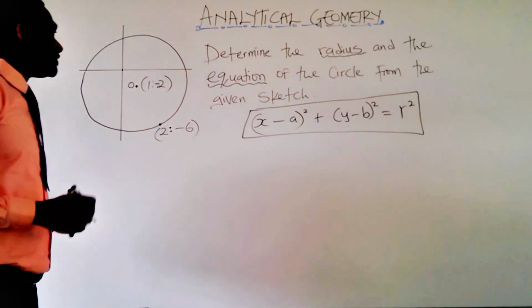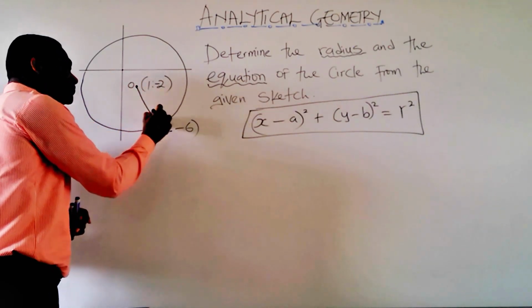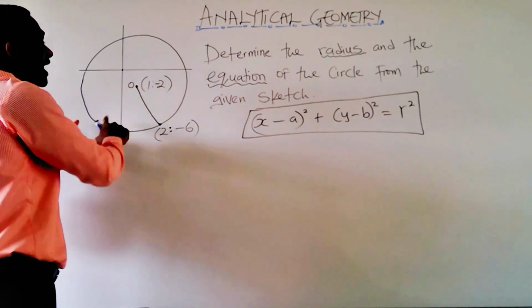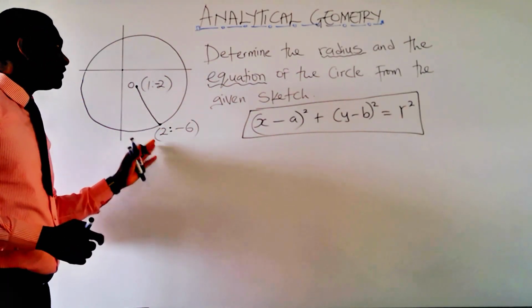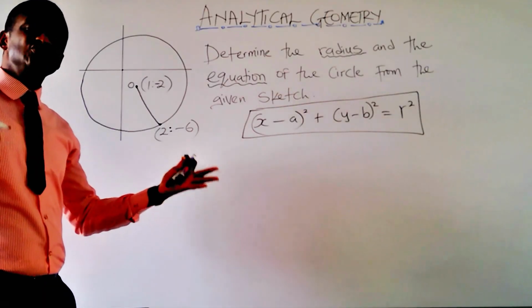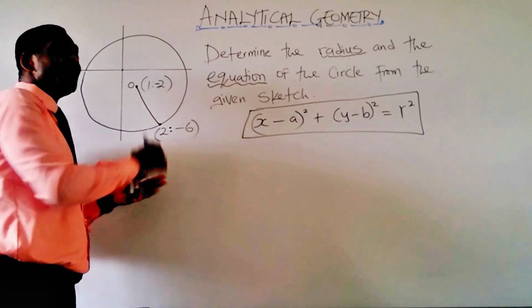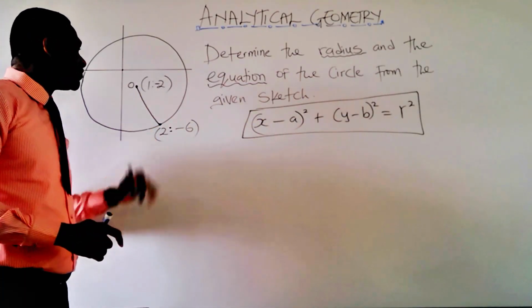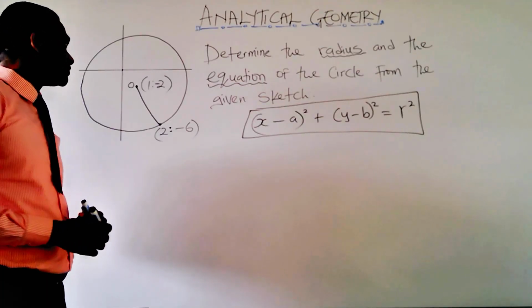So let's go for the radius first. Radius is the distance from the center of the circle to any part of the circumference. And since this is where we have a value, we use this. If we have 2 points, 2 coordinates given, we can use the distance formula to determine the length. And the length between the 2 coordinates given will be our radius.